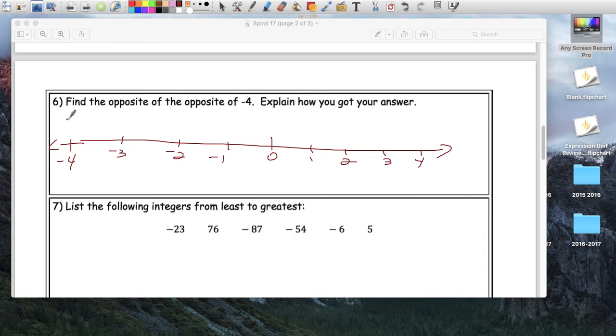So if you're right here, right now, you are 4 steps away from 0. 1, 2, 3, 4. The only other number that is the same distance away from 0 is 4. So the opposite of -4 is here. Now right here, this is the opposite of -4. But we want the opposite of the opposite. So you're going to go from here to here, and then you're going to find the opposite of 4, which leads you back to -4. So the opposite of the opposite of -4 is actually just -4. Okay?